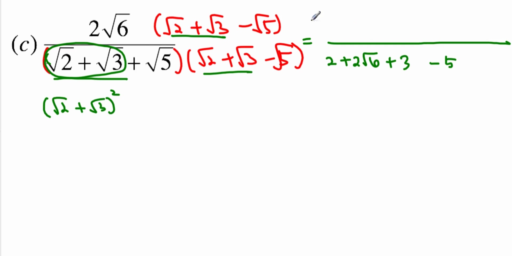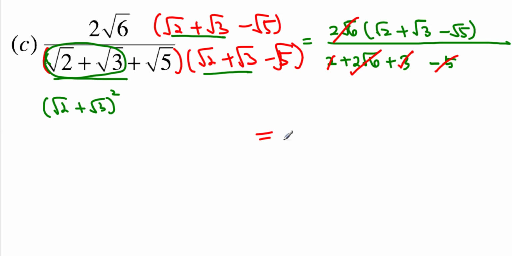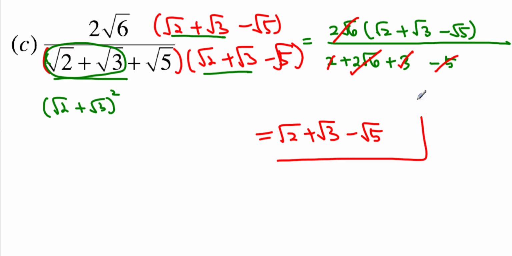All right, but the top one was 2 radical 6 times radical 2 plus radical 3 minus radical 5. But then we get to realize something quite interesting. 5 cancels out with 2 and 3, and then 2 radical 6 is left, but that cancels out with the numerator. So therefore our answer is simply radical 2 plus radical 3 minus radical 5. Done.